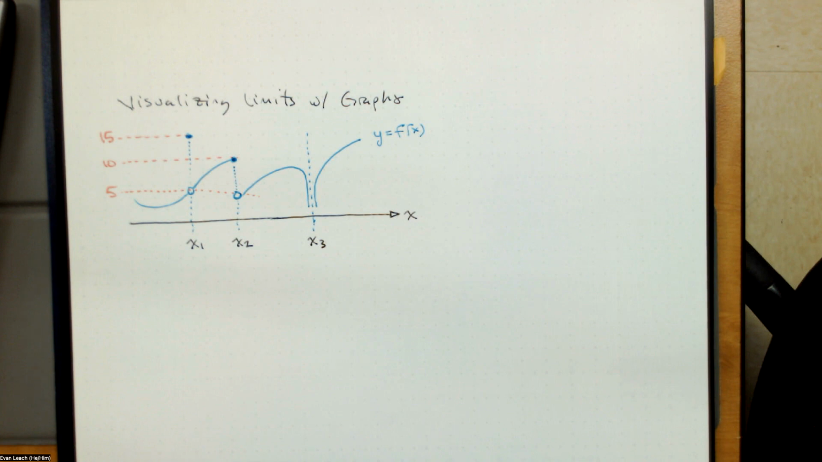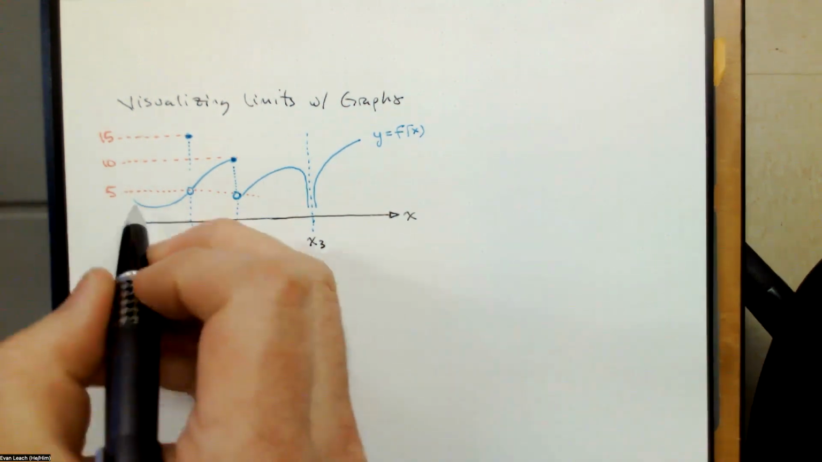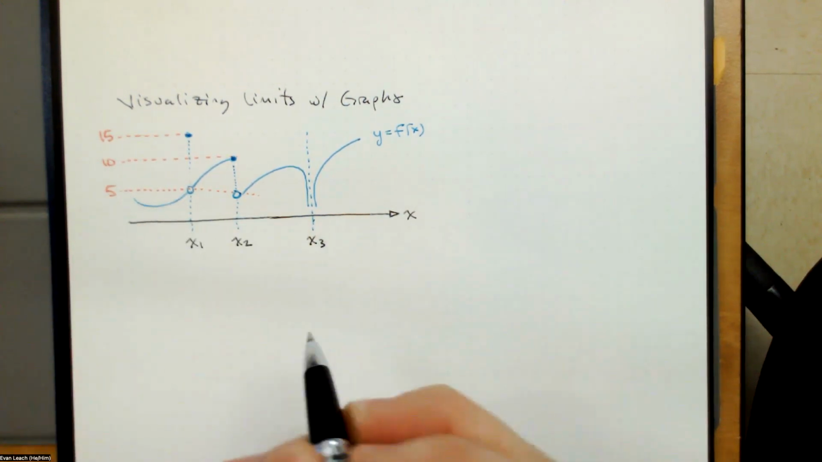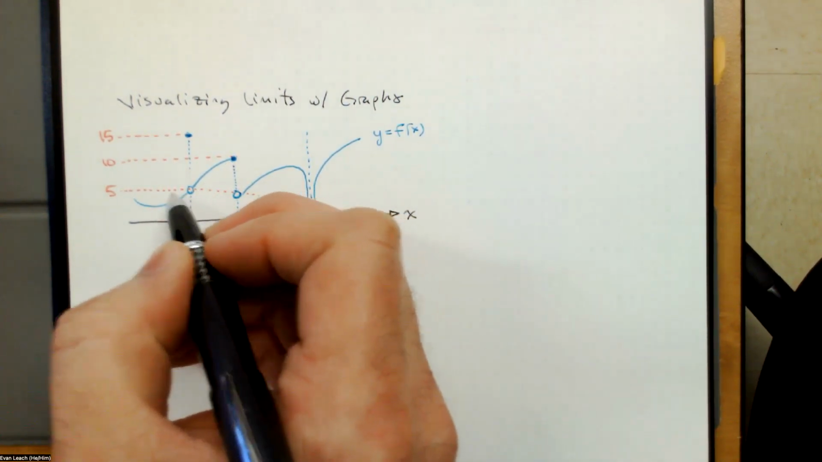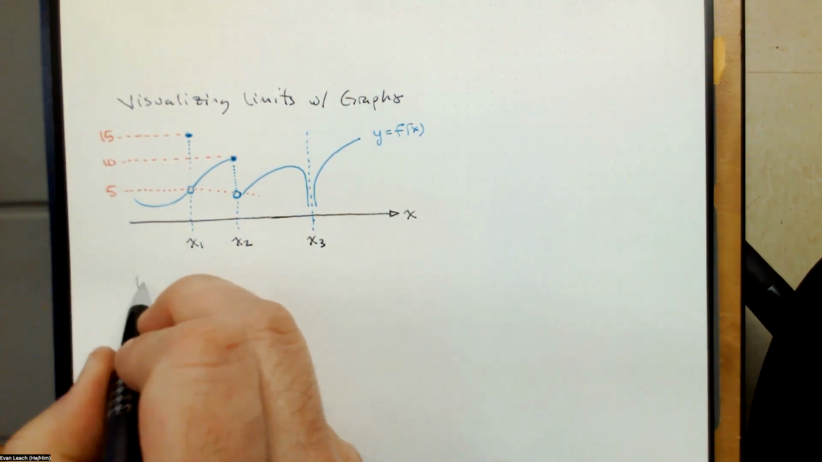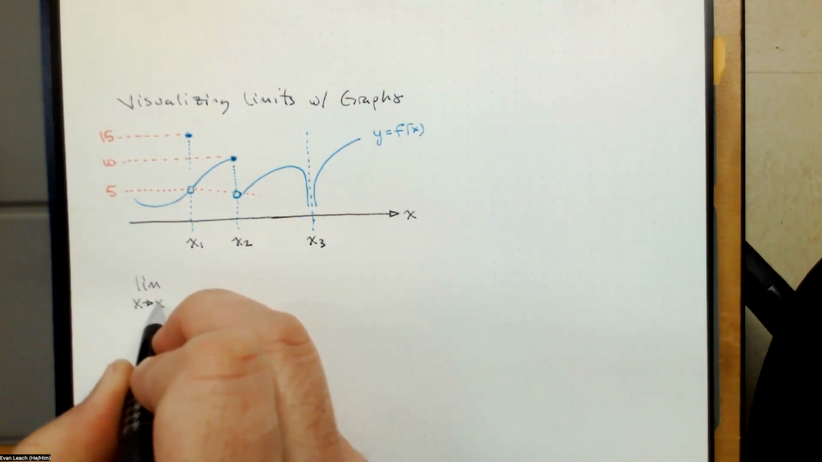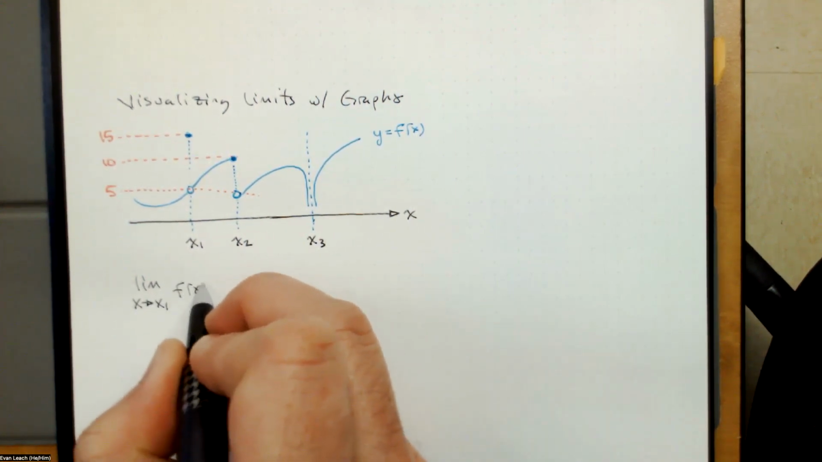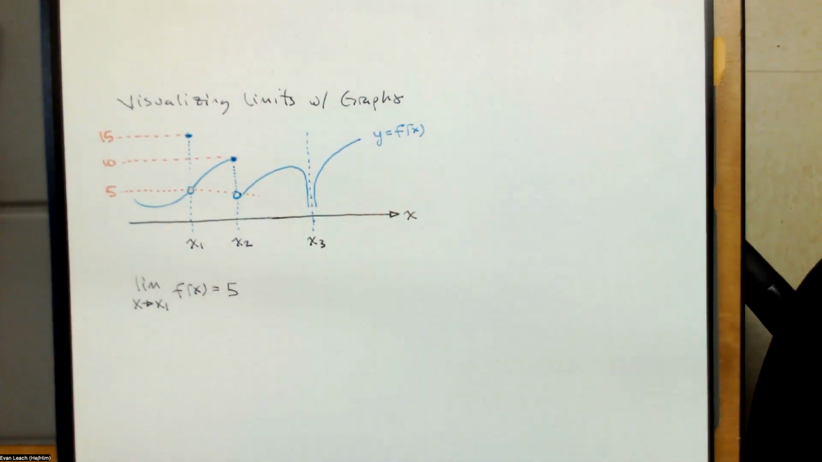Now at x1, we could say the limit as x approaches x1. We're asking the question, where is the function headed as we move towards x1? As we move towards x1 from the left, we see that we're headed towards 5. As we move towards x1 from the right, we see that we are headed towards 5. From both sides, we're headed to the same 5. So we could say that the limit as x approaches x1 of f of x is equal to 5.